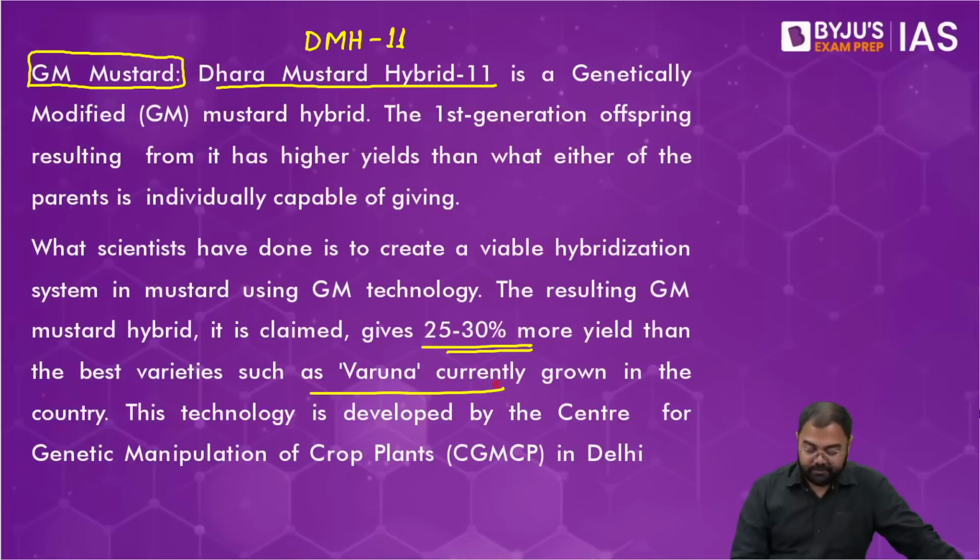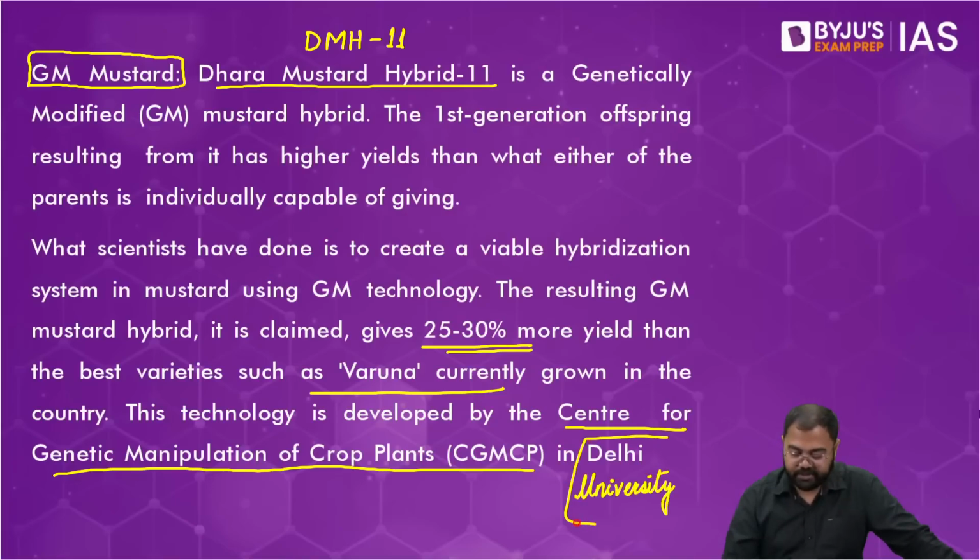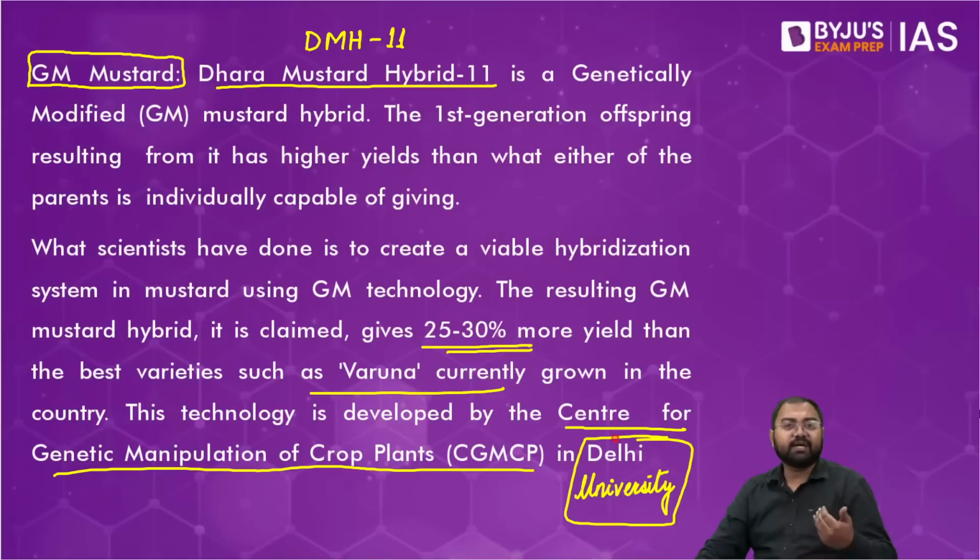And it was developed at the Centre for Genetic Manipulation of Crop Plants, which is situated in Delhi University. That is where we developed it, and we saw that the productivity is better. Productivity can be up to 25 to 30 times better. Sorry, 25 to 30% better as compared to even the best variants of mustard that are being grown.